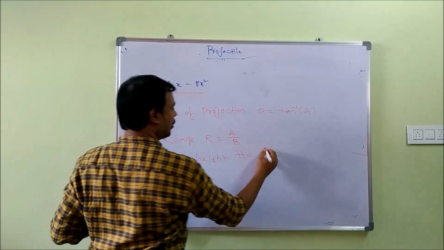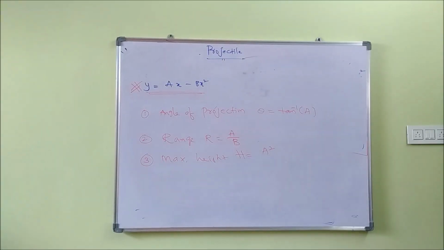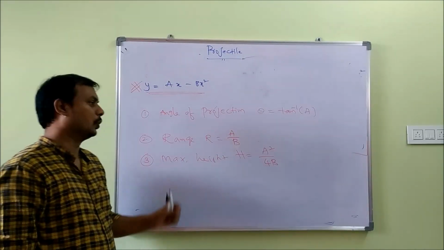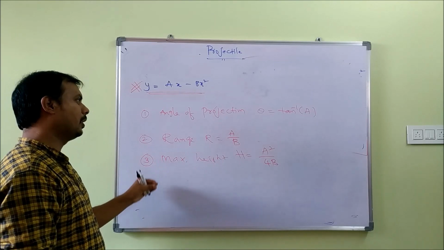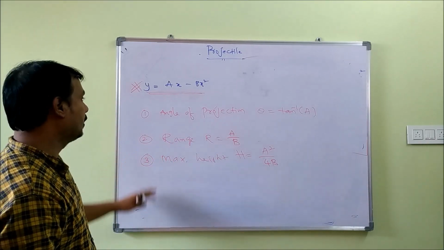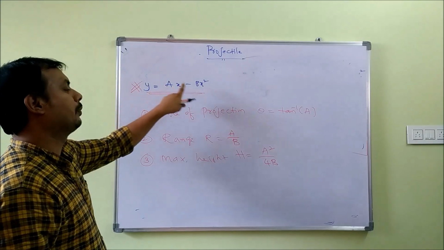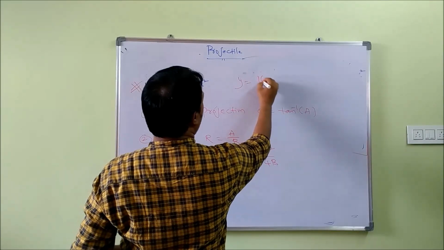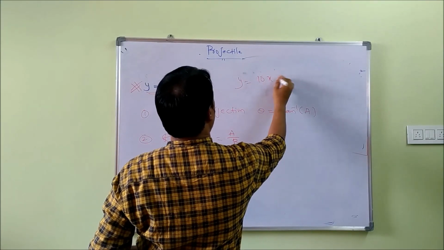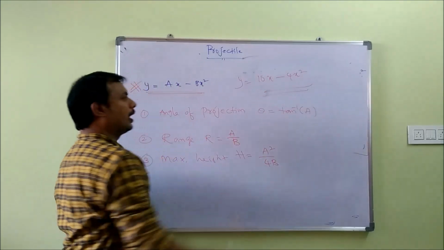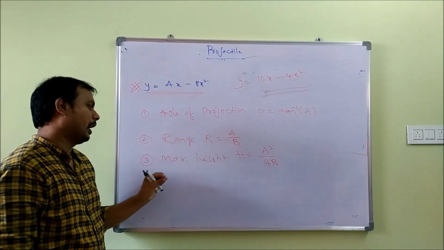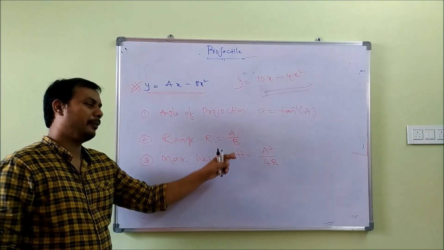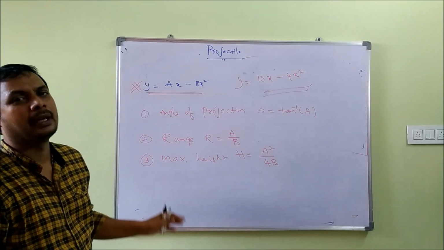h. H equals A square by 4b. H equals A square by 4b. These are the formulas in terms of A and B. So remember all these formulas. Sometimes the question will be given in terms of A and B. For example, the question is given like this: y equals 10x minus 4x square. Then calculate the angle of projection, range and height. Then you can use these formulas: theta equals tan inverse of A, range is A by B, and height h equals A square by 4b.